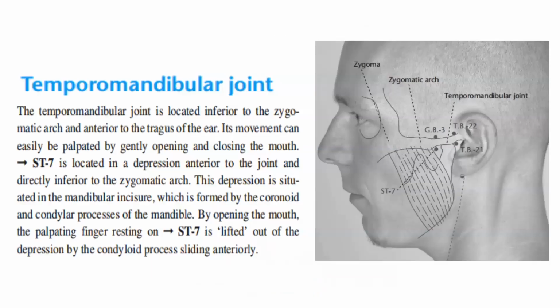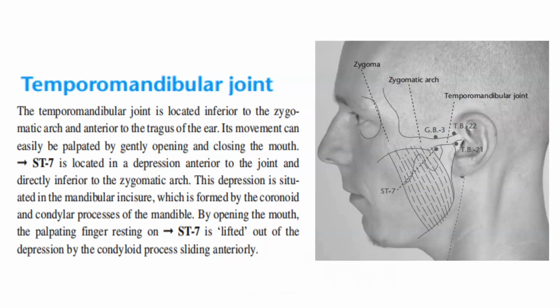Next, we have the temporomandibular joint or the TMJ. The temporomandibular joint is located inferior to the zygomatic arch and anterior to the tragus of the ear. Its movement can easily be palpated by gently opening and closing the mouth.